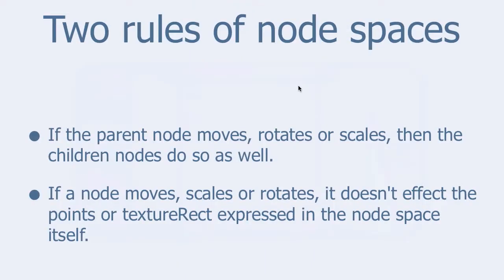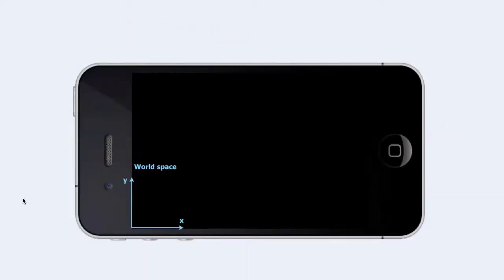Let's now look at the two rules of node spaces. The first rule says, if the parent node moves, rotates, or scales, then the children nodes do so as well. And the other rule says, if a node moves, scales, or rotates, it doesn't affect the points or texture rect expressed in the node space itself. What does this mean? Let's begin with the second rule.